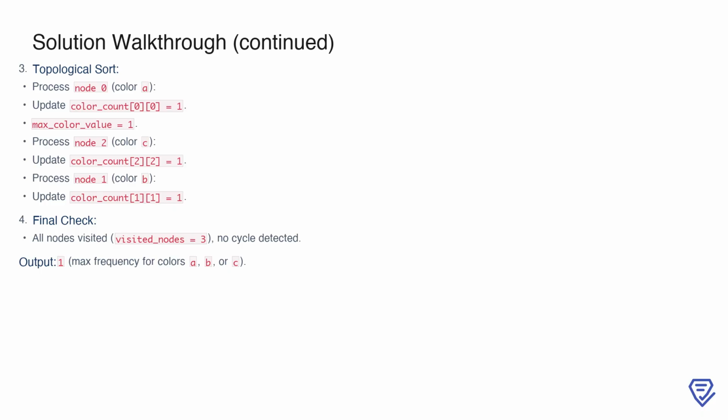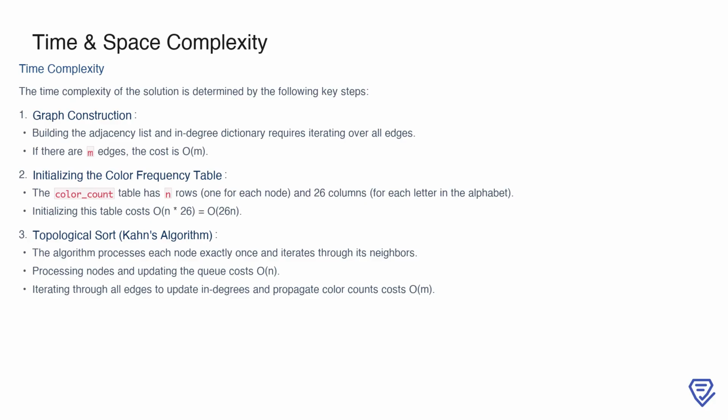After processing all nodes, we perform a final check to ensure every node in the graph has been visited. The count of visited nodes matches the total number of nodes, confirming there is no cycle. The output for this example is 1, as each color appears with a maximum frequency of 1 in their respective components of the graph. To analyze the time complexity of this solution, we start by considering the main steps involved.